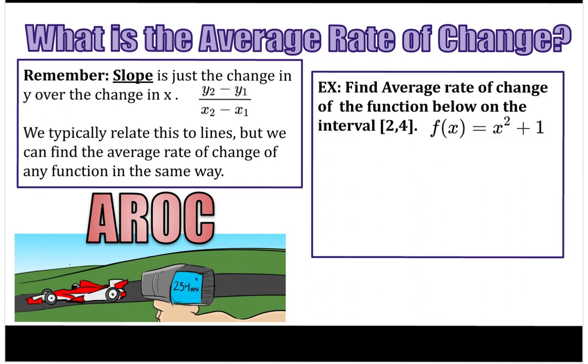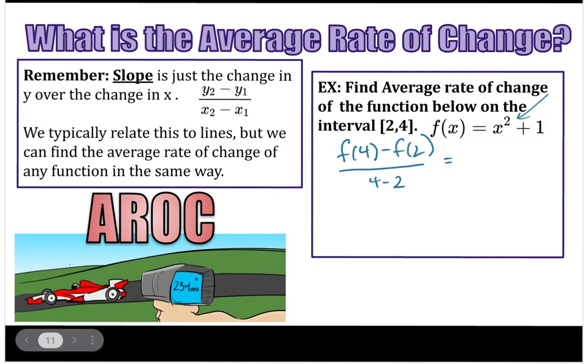We're going to find the average rate of change of the function below on the interval 2 to 4. So what we really need to do is know the 2 output values, f of 2 and f of 4. Those are like our y2 and y1 values, and we're going to divide that by 4 minus 2. If I substitute 4 into the function here, I'm going to get 16 plus 1, which is 17. If I plug 2 into the function, I'm going to get 5. 4 minus 2 is 2. So the average rate of change of f on the interval from 2 to 4 is going to be 12 divided by 2, or 6.